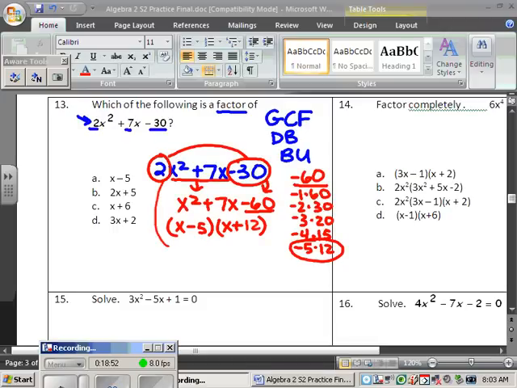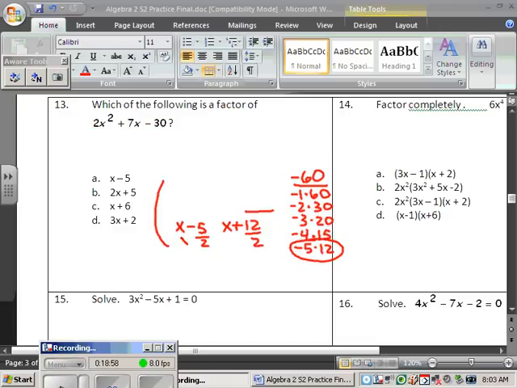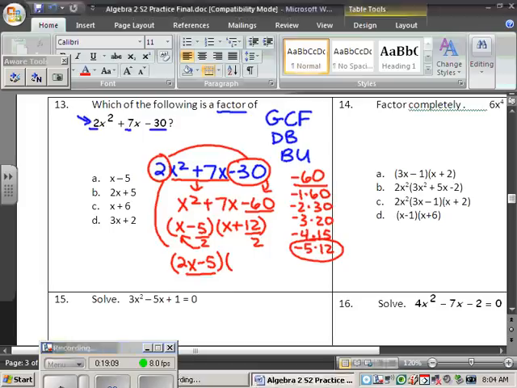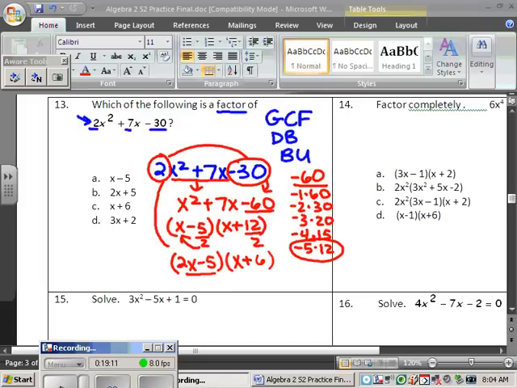Then we're going to draw our iPod cord and drop down our 2. Remember, since 5 cannot be divided by 2, we do bottoms up on the 2, so it's going to move up in front of the x. And this is called a factor. 2x minus 5 is a factor of the original polynomial. Then we have x plus 6 because 12 divided by 2 is 6. So x plus 6 is another factor.